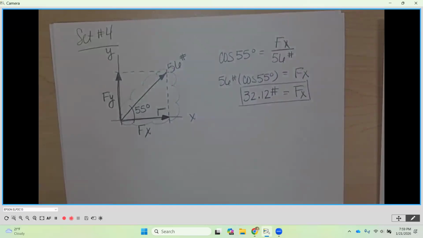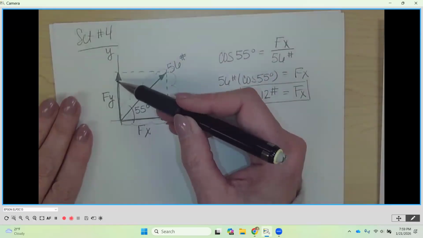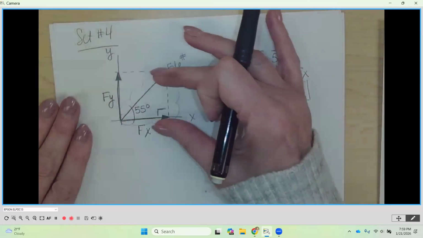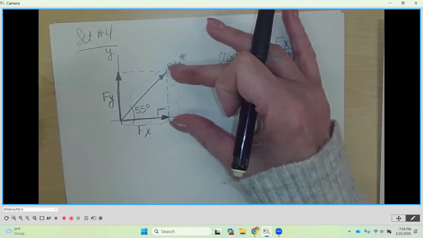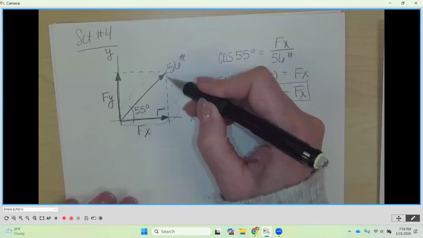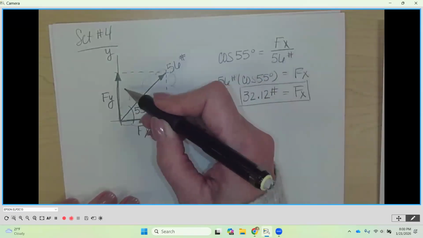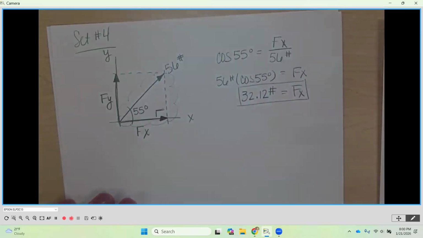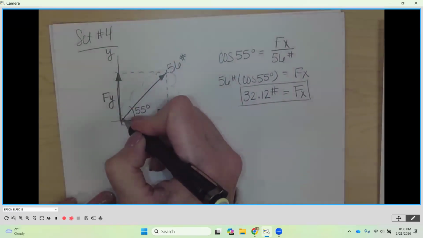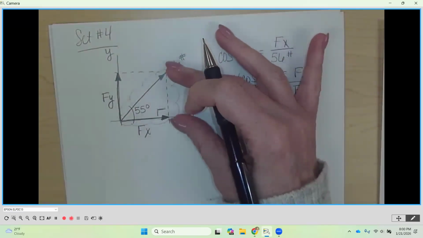And now we're going to do the Fy. Now, the Fy is here along the y-axis. It is equivalent to out here. This is what I meant when I said do not float the components. Yes, it's equivalent out here, but don't draw and label Fy out here. Fy is on the y-axis. It starts at the origin and points up. It's equivalent out here. Does that make sense to everybody?